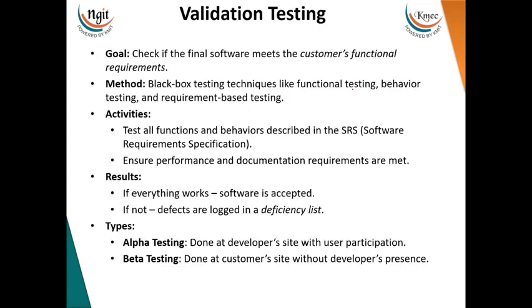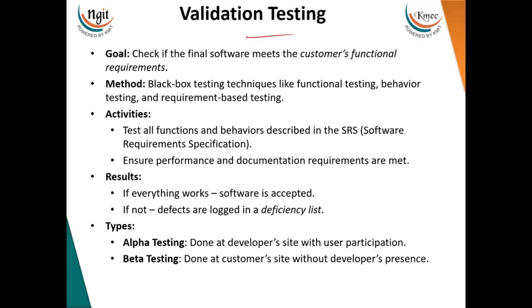So next we talk about validation testing. What is this validation testing? We'll just try to see. The goal of validation is to check if the final software meets the customer's functional requirements. Okay, let me clarify this. We have some needs or requirements of the customer, right? So this validation testing will check whether the final product we are delivering will meet the customer needs or not.